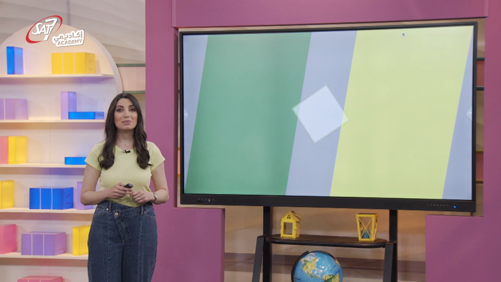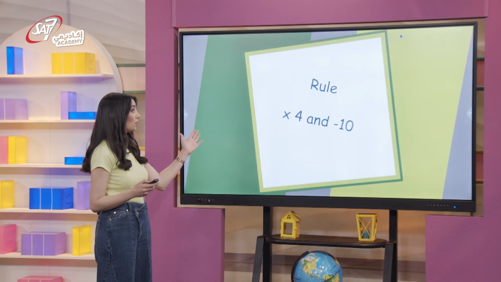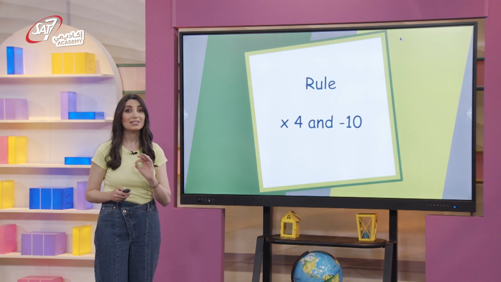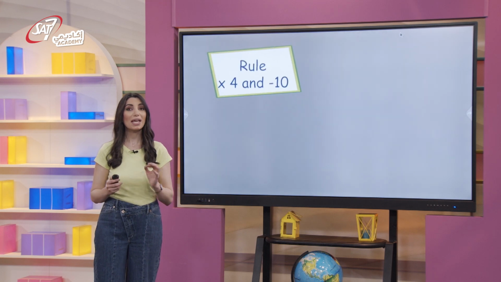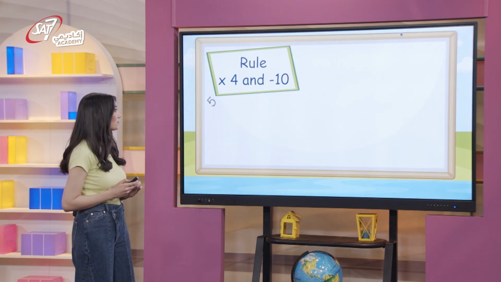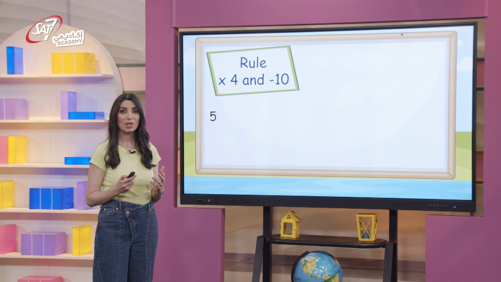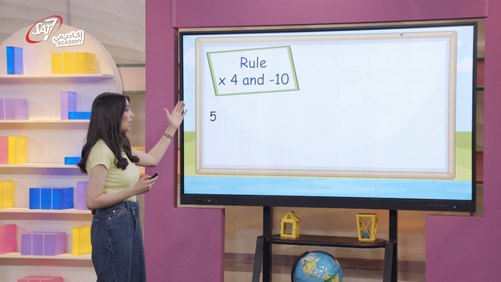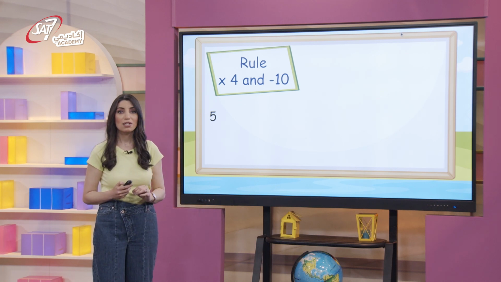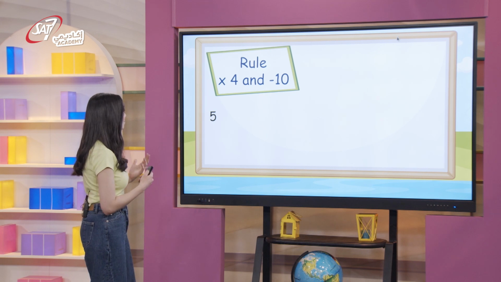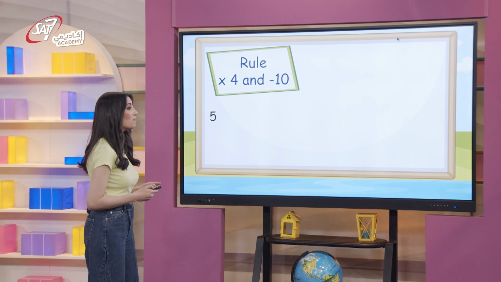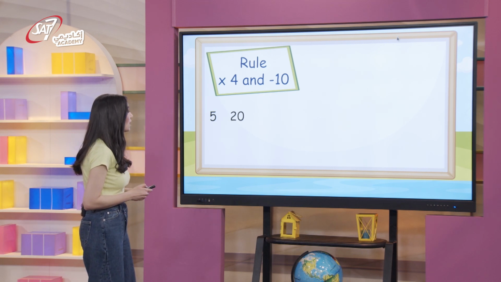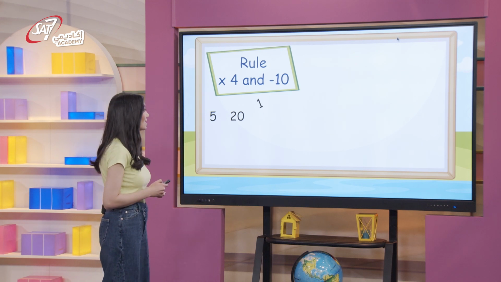Let's end our time together with this rule. Can you write the pattern? We will begin with number 5. What's next? We must multiply by 4, then subtract 10. So the next number is 20. 5 times 4 is 20. 20 minus 10 is 10.